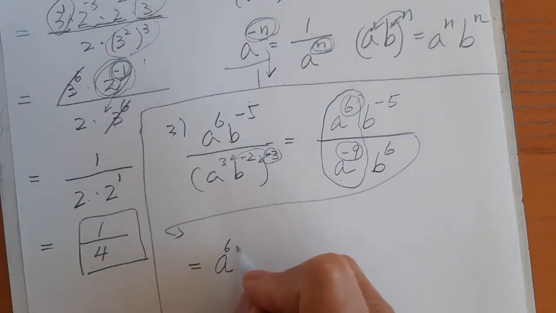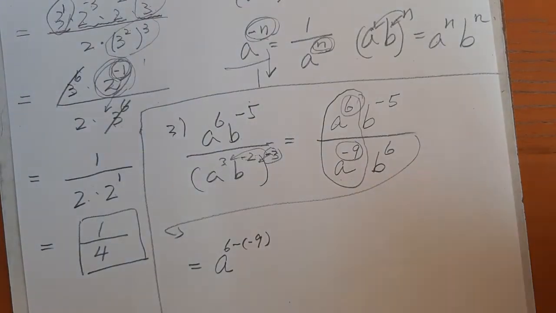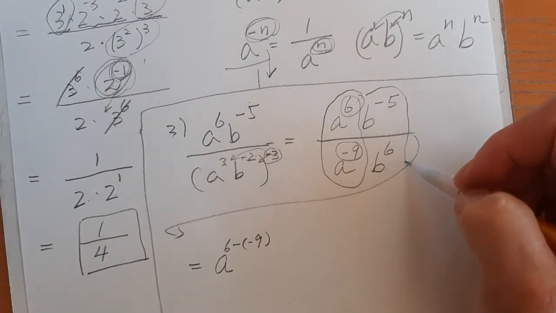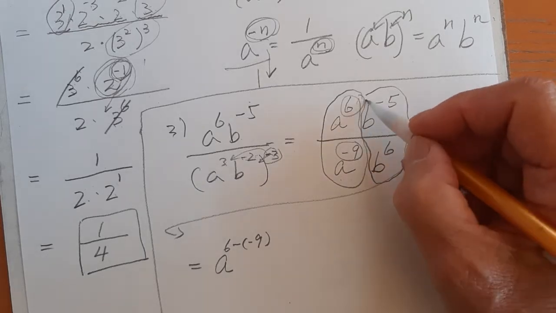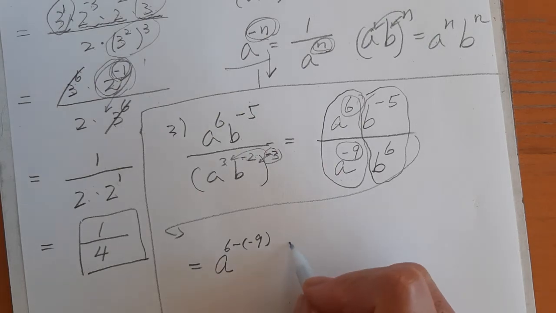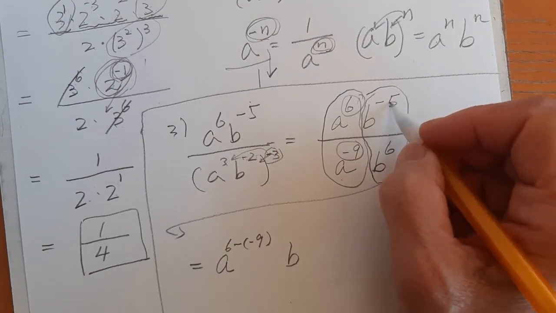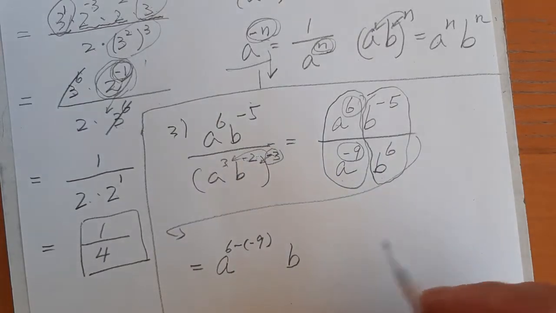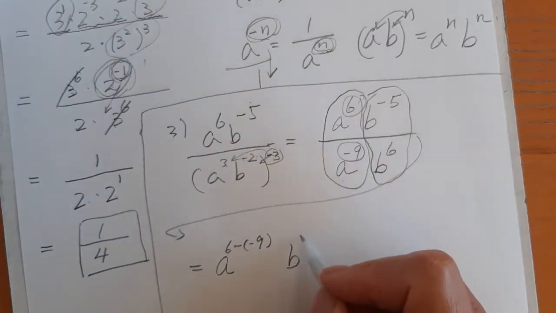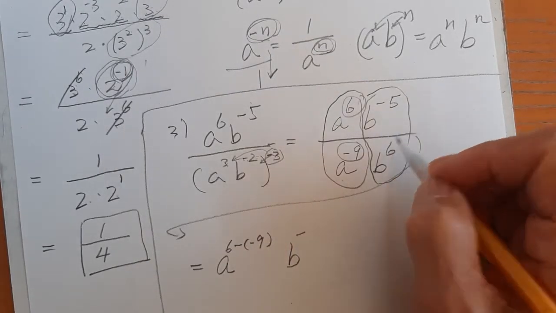So 6 minus negative 9. And this one, same base, is b. So you will do b, negative 5 minus 6, get negative 11. There are other ways to do it, but I tried this way. Negative 5 minus 6.